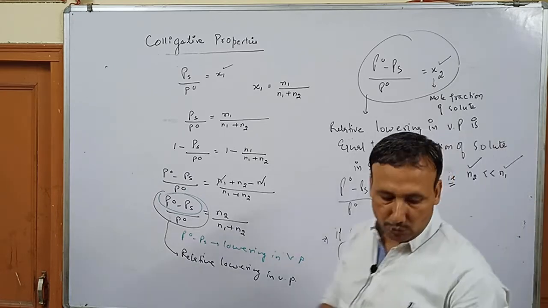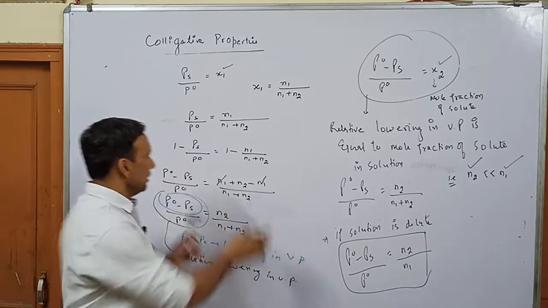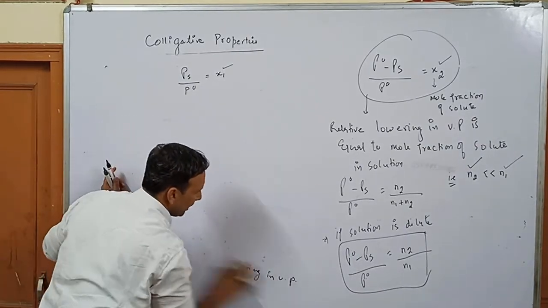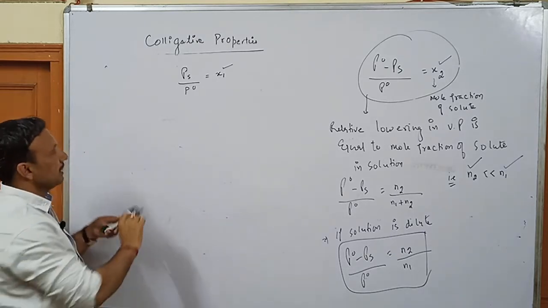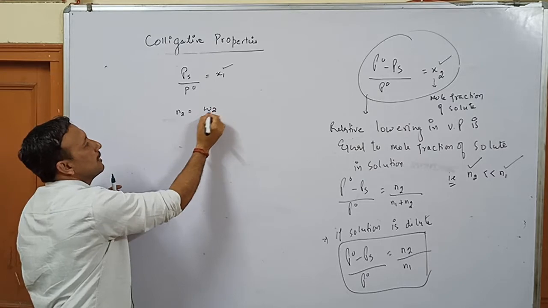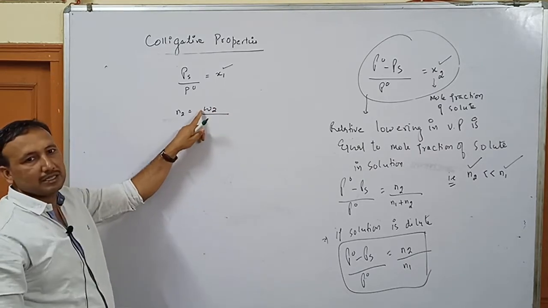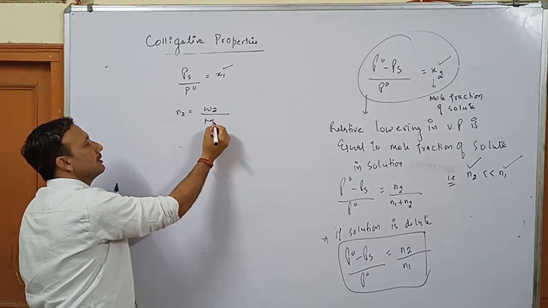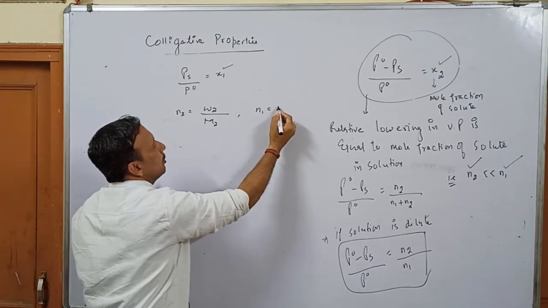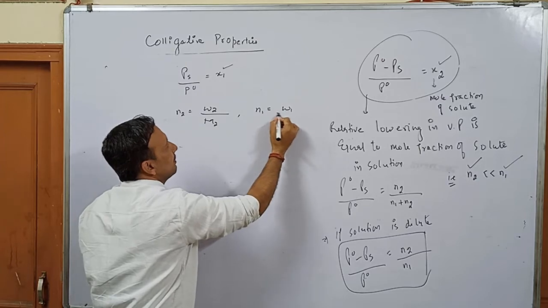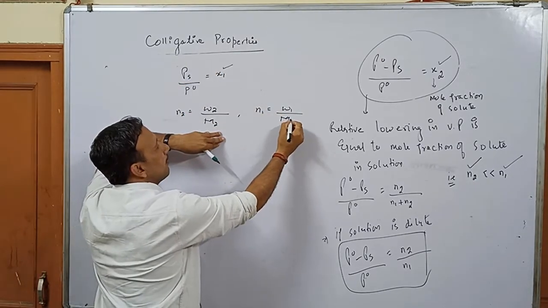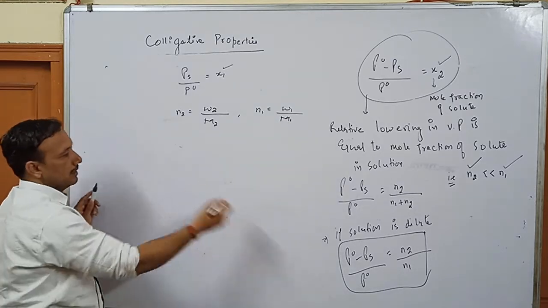This formula is used for dilute solutions for calculating the molecular mass of solute, where N2 is the number of moles of solute, calculated as the given mass of solute divided by the molar mass of solute, and N1 is the number of moles of solvent, calculated as the given mass of solvent divided by the molar mass of solvent.